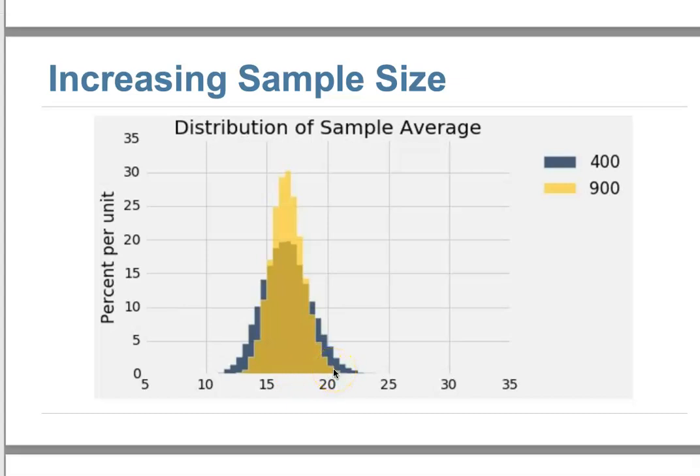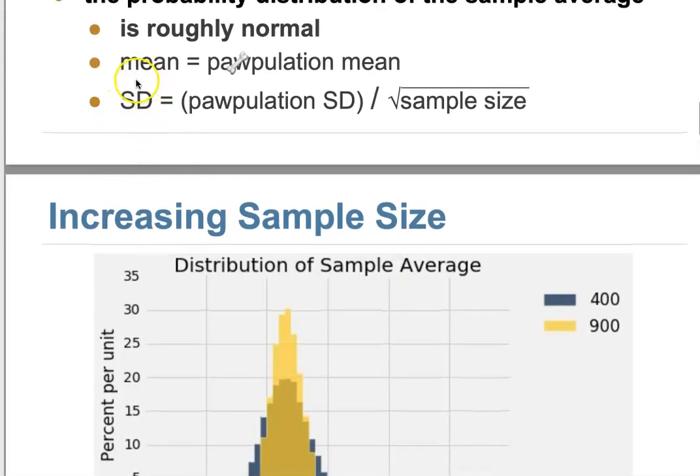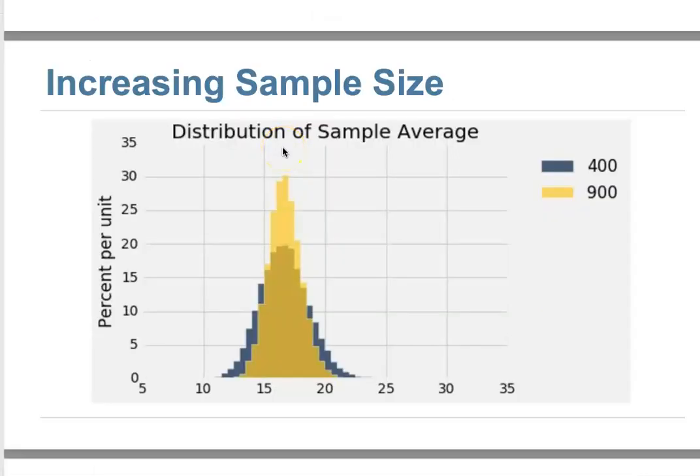We also calculated the standard deviation of the population compared to the standard deviation of the sample mean. We found the standard deviation of the sample mean is very close to the population standard deviation divided by the square root of the sample size. Remember we used 100, 400, and 900. From this information, let's see what it can help us with.